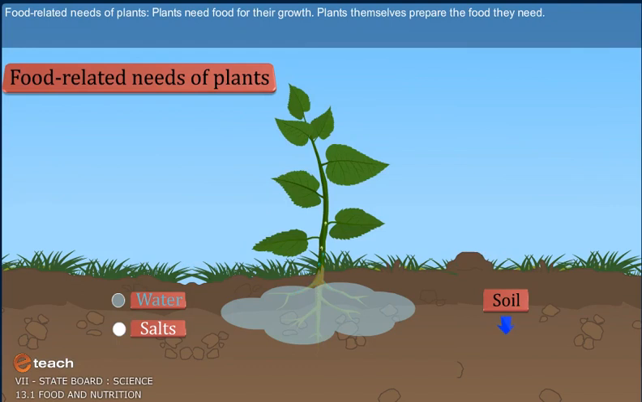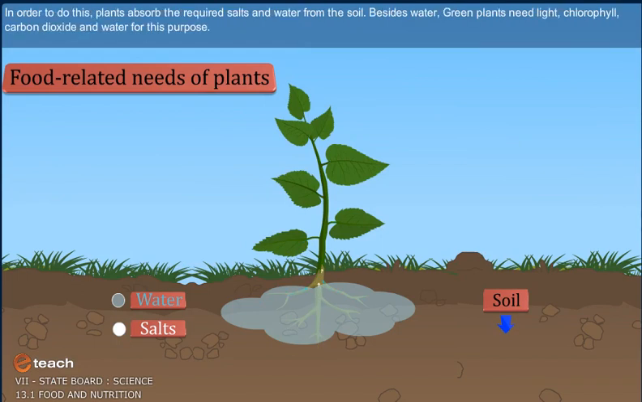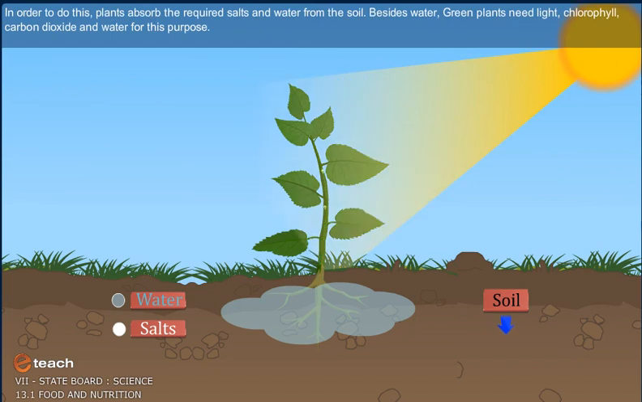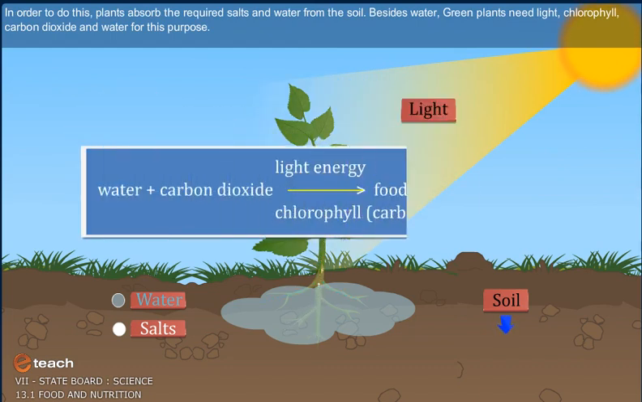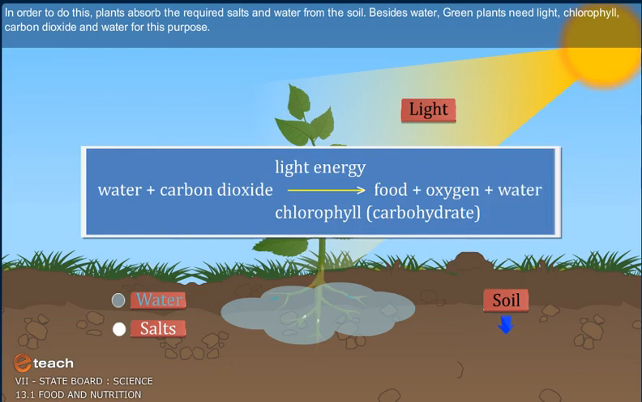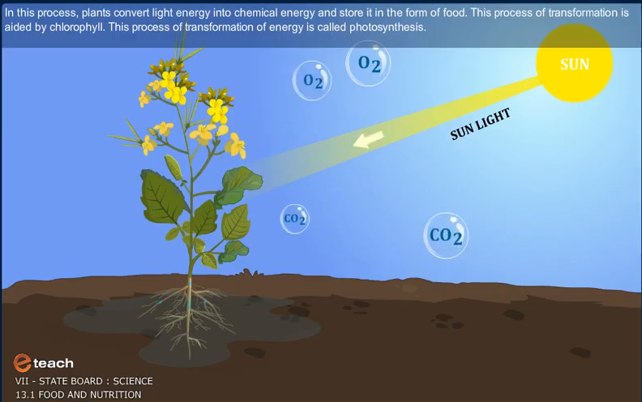Food-related needs of plants. Plants need food for their growth. Plants themselves prepare the food they need. In order to do this, plants absorb the required salts and water from the soil. Besides water, green plants need light, chlorophyll, carbon dioxide, and water for this purpose. In this process, plants convert light energy into chemical energy and store it in the form of food.